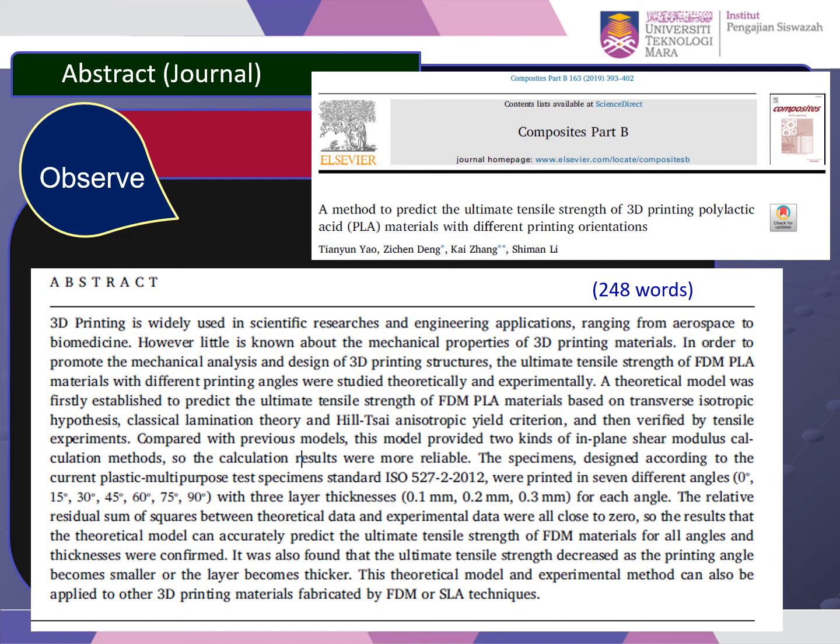Basically, this abstract has 248 words. And you observe the first sentence, what is it referring to? And then the second sentence. Could you find the purpose or the objective of the work?